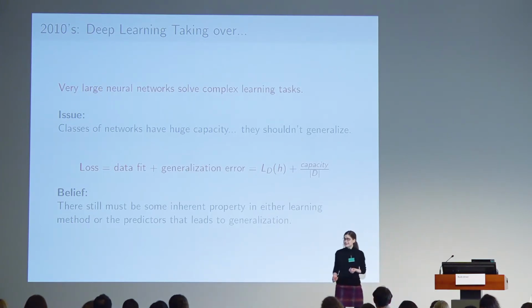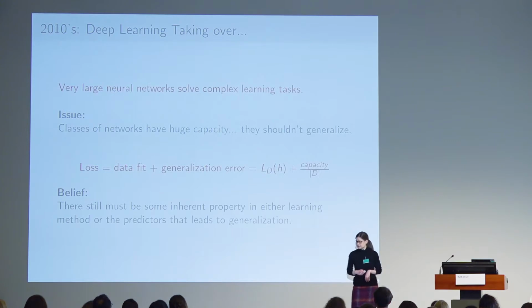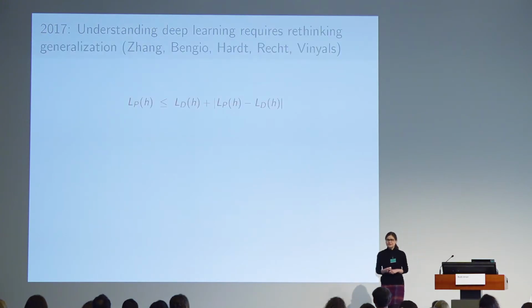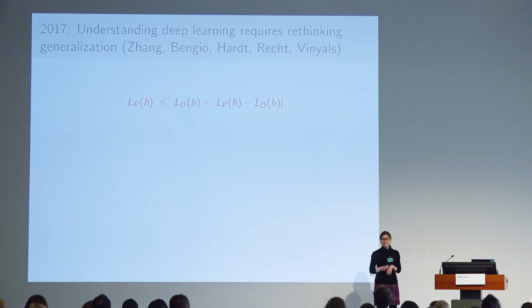But there was still some belief that maybe we just don't understand them well enough yet. Maybe we just need to think harder. Maybe we just need to figure out what it is in these networks, or what it is in the training methods that we use, that actually makes these predictors generalize. And then came this paper. I don't know how widely this is known, but this was really kind of shaking the theory community. It's a paper by Zhang, Bengio, Hardt, Recht, and Vinyals, called Understanding Deep Learning Requires Rethinking Generalization.